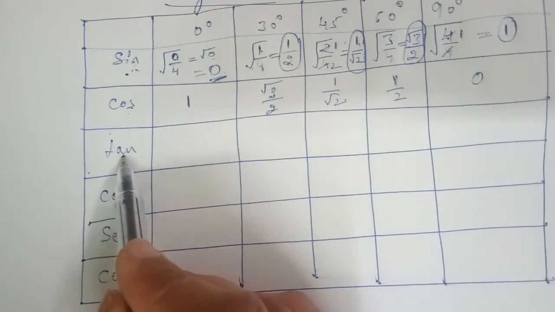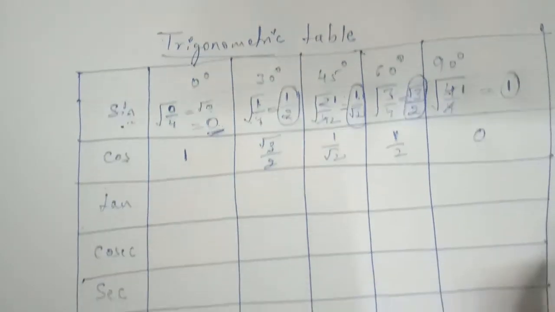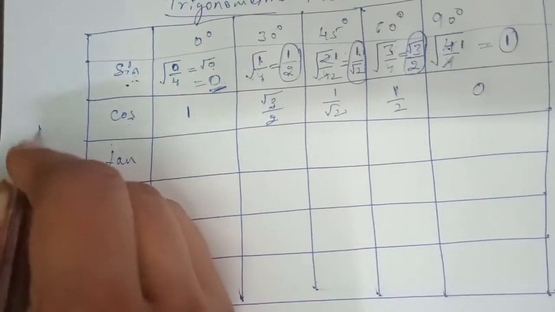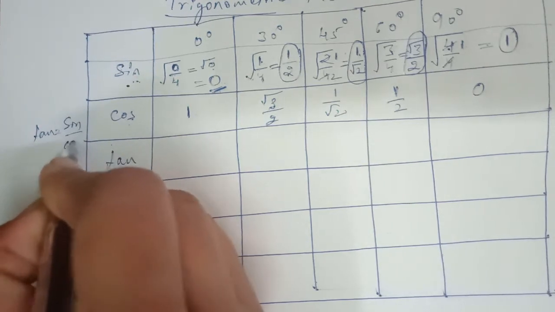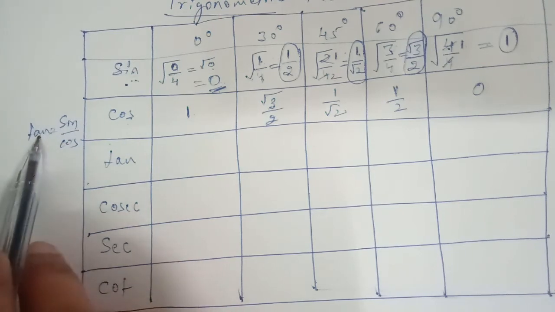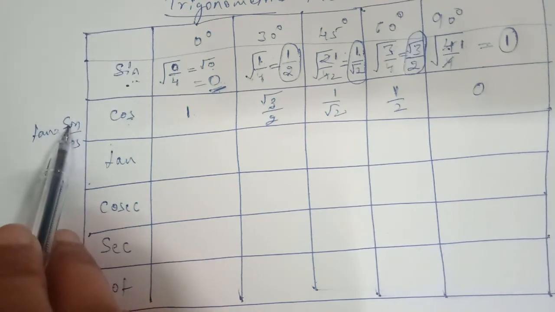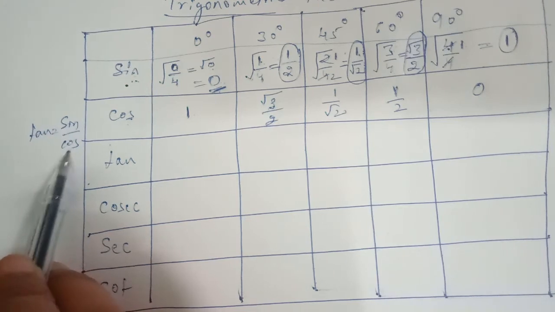Now for finding the value of tan, tan can be written as the ratio of sine upon cos. In the form of sine upon cos, tan can be written. So when we have to find the value of tan, it means we have to put the value of sine at the numerator and the value of cos at the denominator and do the calculation.